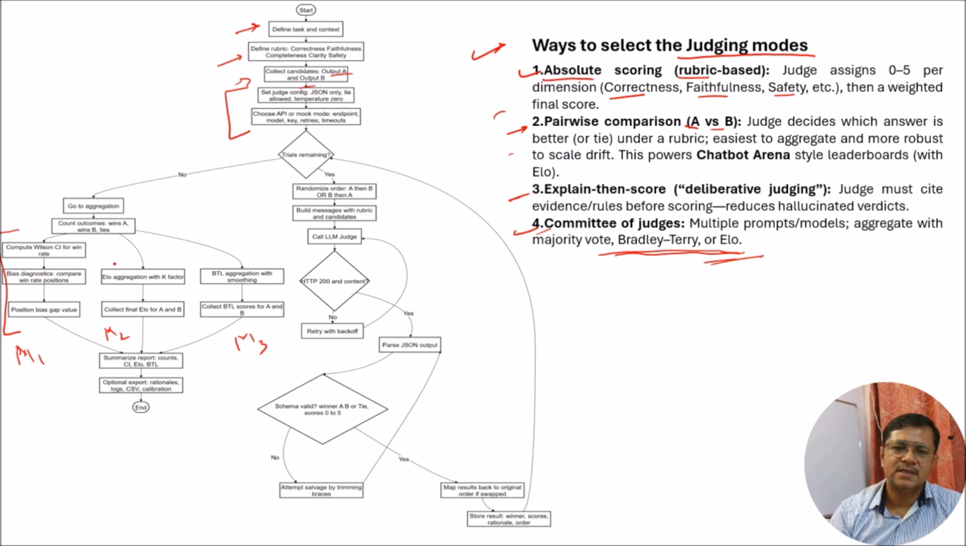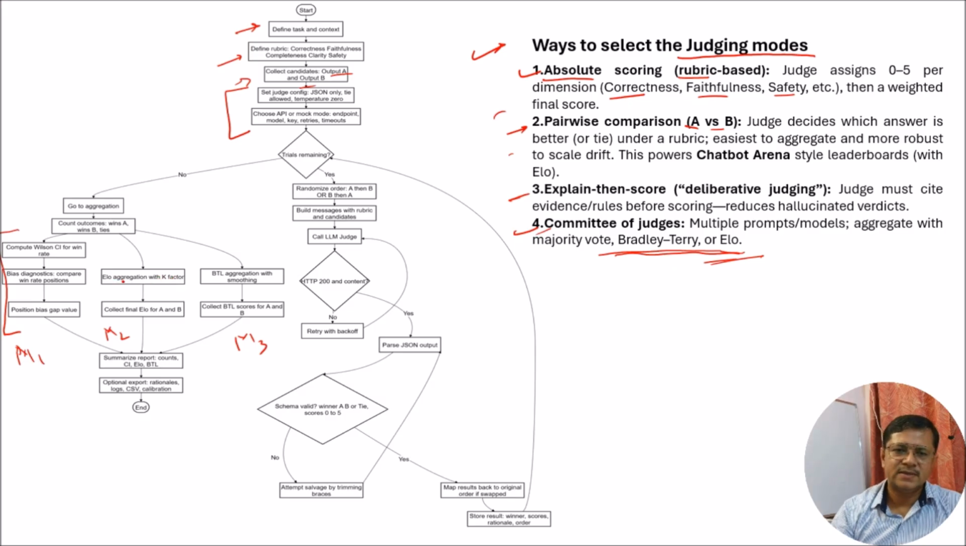And the next strategy is Elo aggregation with K factor. Elo aggregation uses the rating difference to predict the winning probability of a particular team.